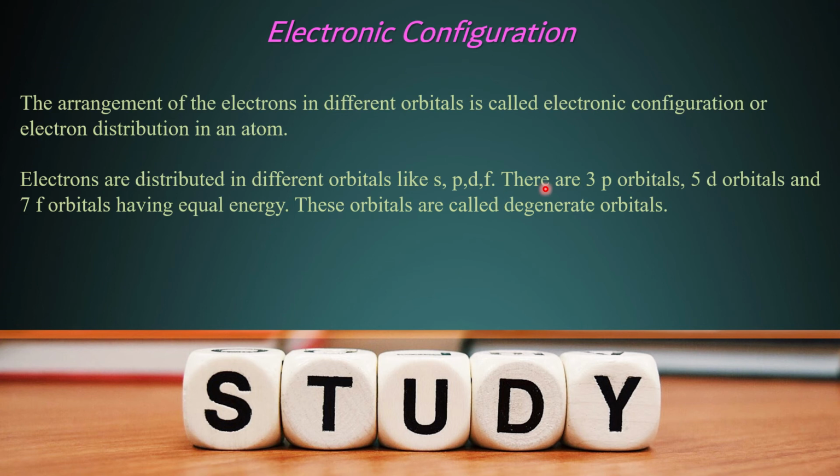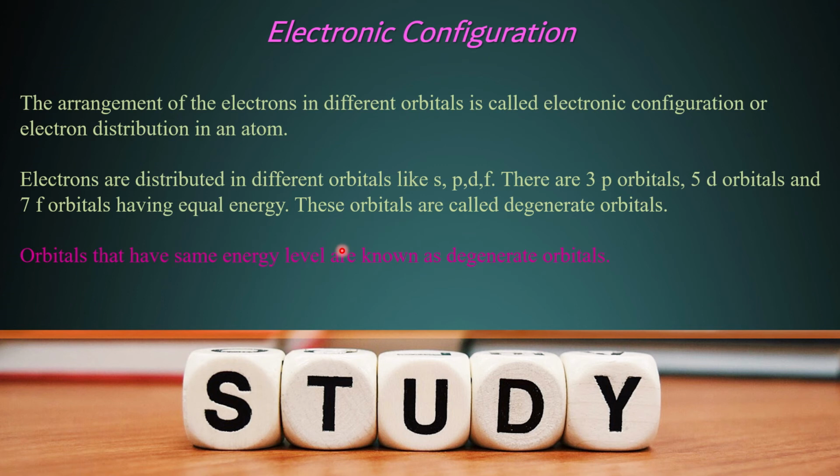You know there are 3 p orbitals, 5 d orbitals and 7 f orbitals, and these orbitals have equal amounts of energy. That means the 3 p orbitals, px, py and pz, have equal energy. So these three orbitals are called degenerate orbitals. In the same way, the 5 d orbitals have equal energy and the 7 f orbitals also have equal energy, and these orbitals are called degenerate orbitals.